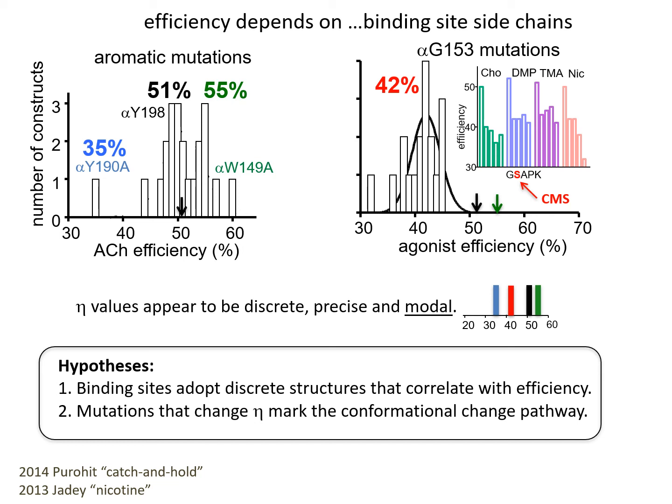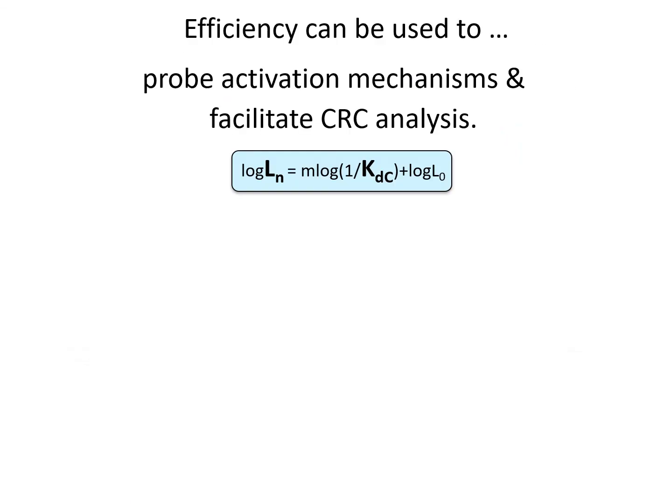Another hypothesis we draw from this is that mutations that change efficiency mark the conformational change pathway. This is a little more speculative, but the fact that the mutations of Y198 over on the left don't do anything makes us think that it's not really involved in transferring binding energy into gating energy. It's not launching energy into the gating machine, whereas Y190 and 149 would be. And of course, this needs to be tested by making more mutations further and further away from the binding site, to see what the pattern is with mutations. So I hope I have convinced you that efficiency can be used to probe activation mechanisms.